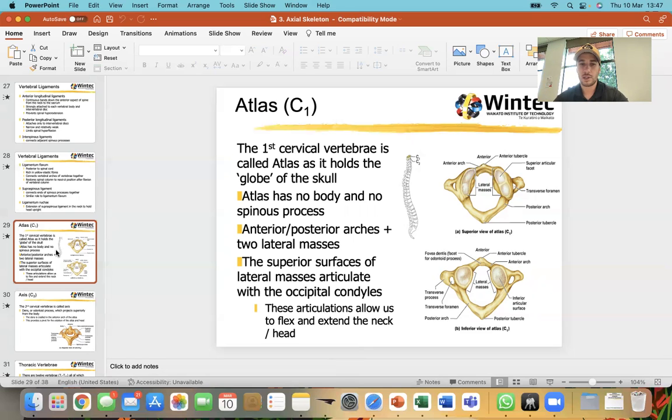It has anterior and posterior arches and 2 lateral masses. So we can see here we have 2 lateral. So this is medial through the middle, 2 lateral masses. The superior surface of the lateral masses articulate with the occipital condyles. So remember, we talked about those 2 condyles that sit in the base of the skull. Okay, those hollowed out areas, they sit on top of here, right? And these articulations allow for the flexion and extension of the head and neck. So that means the flexion and extension of the head and neck is because of this vertebrae.